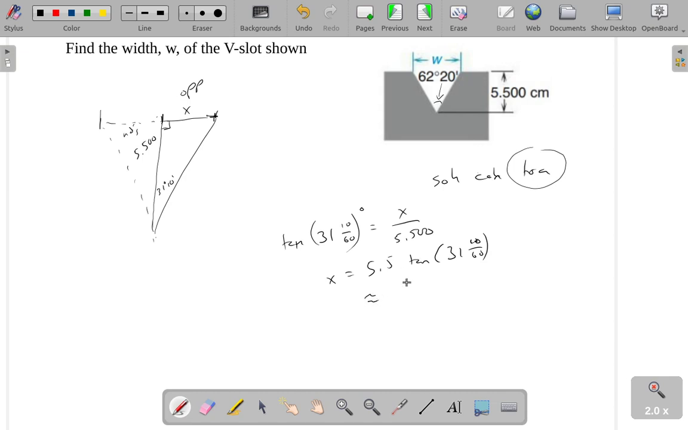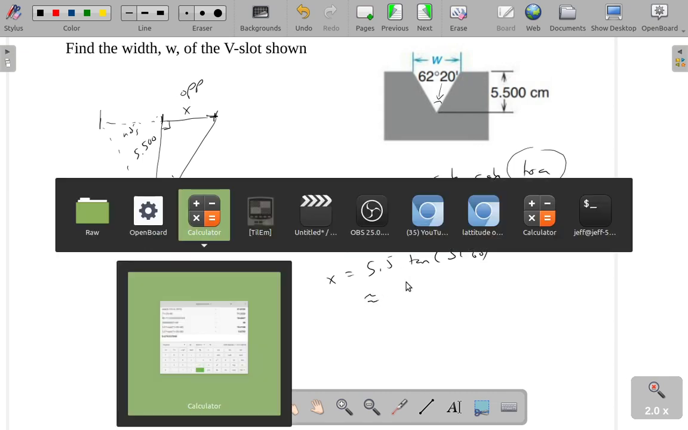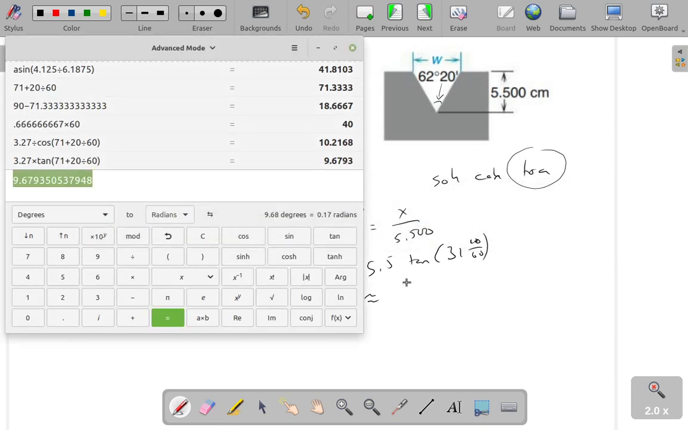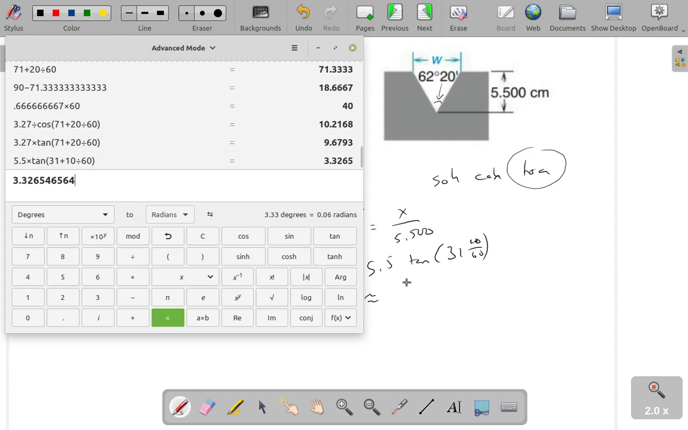And that's something I can just plug into the calculator. This is 5.5 times tangent, parentheses 31 plus 10/60ths, gives me this number, 3.3265.